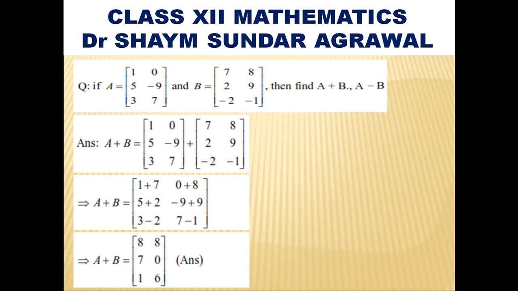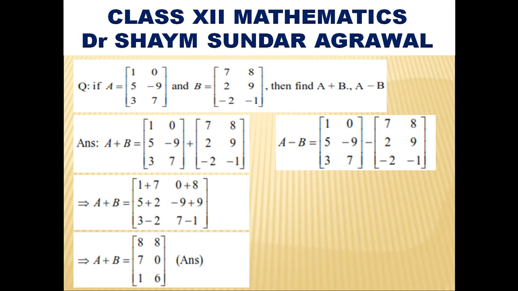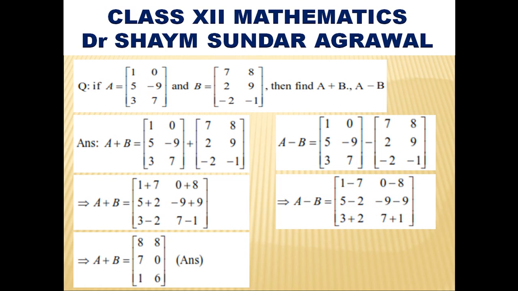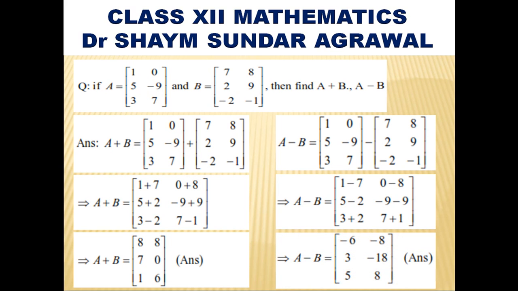Similarly, let us find their subtraction A minus B. So, first matrix A minus second matrix B. As usual, addition means sum of their corresponding elements. Similarly, subtraction means subtraction of their corresponding elements. So, A minus B is 1 minus 7, 0 minus 8, 5 minus 2, minus 9 minus 9, 3 minus of minus 2 is plus 2, 7 minus of minus 1 is plus 1. So, A minus B is [-6 -8; 3 -18; 5 8]. This is also of order 3 cross 2.